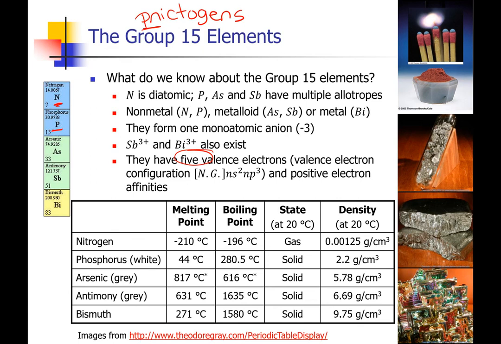So if we look at group 15, we can see that we have a mixture of 2 nonmetals, 2 metalloids, and 1 metal. At room temperature, nitrogen is a gas, all of the rest of them are solids, and again we can see the density of the solids increasing as we work our way down the periodic table as the molar masses get bigger for each element.